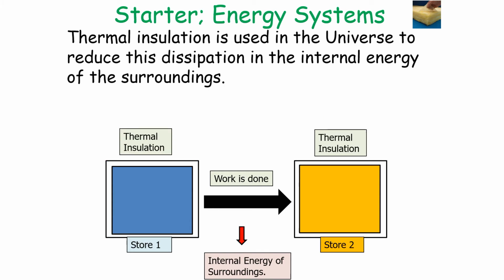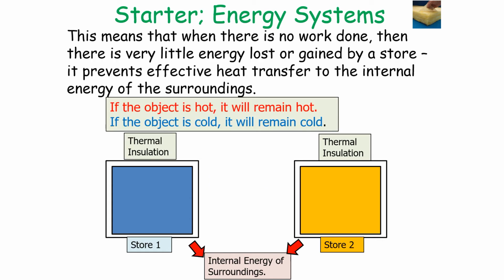So what we do is use thermal insulation to reduce this dissipation to the internal energy store of the surroundings. This means that when there is no work done, there is very little energy lost or gained by a store. So it prevents effective heat transfer to the internal energy store of the surroundings. In layman's terms, this means if an object is hot, it will remain hot, and if the object is cold, it will remain cold, as very little energy is lost out of the store.